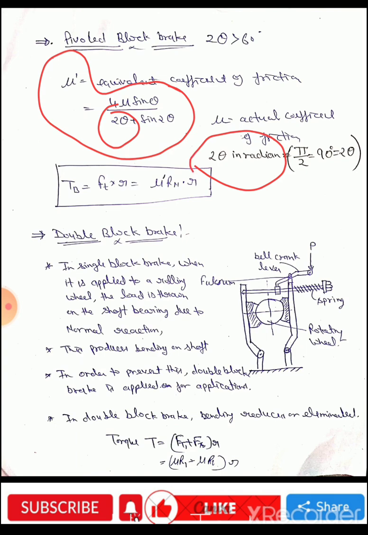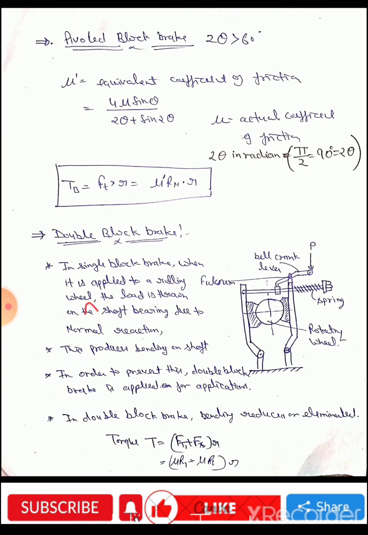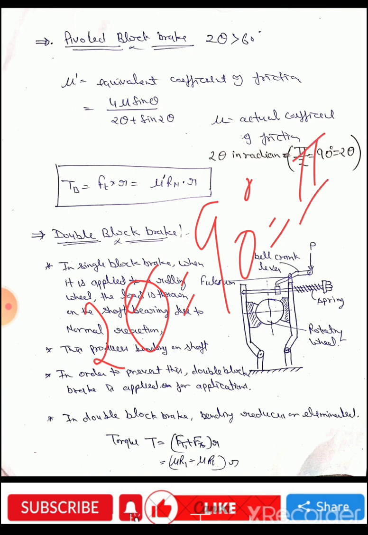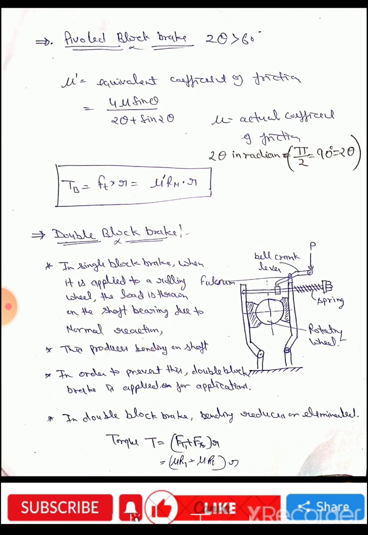If we assume the value of 2 theta is given as 90 degree, so 2 theta equal to 90 degree is also equal to pi by 2 radian. So in this formula we use 2 theta in radian, and this mu is the actual coefficient of friction and mu dash is the equivalent coefficient of friction.